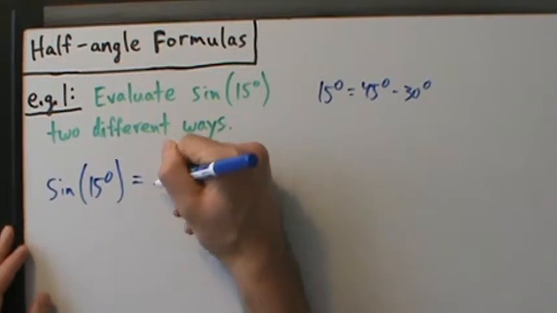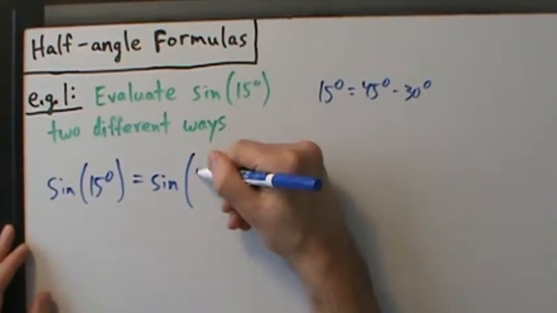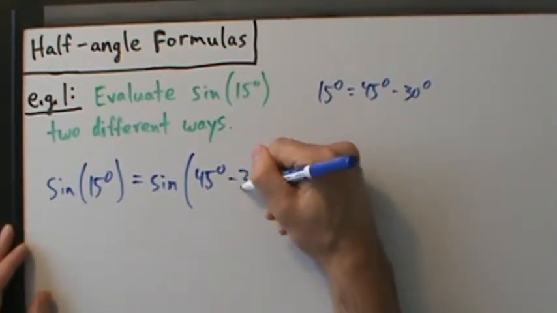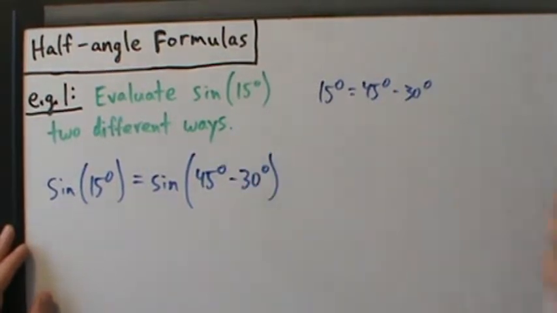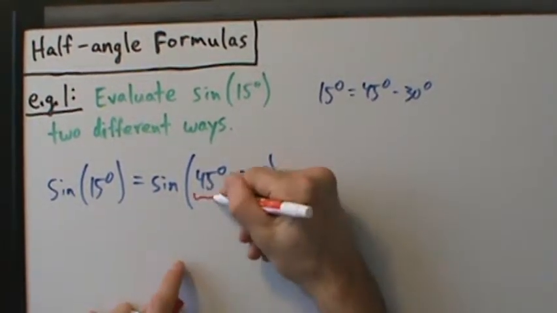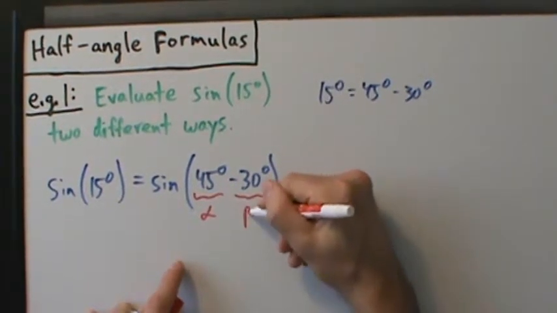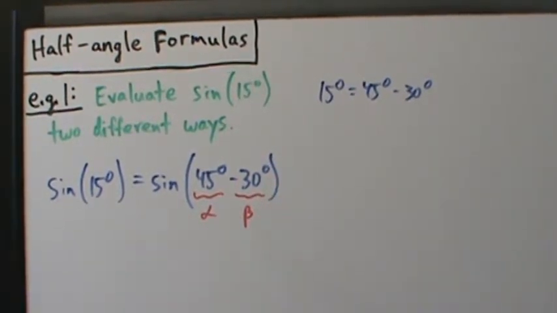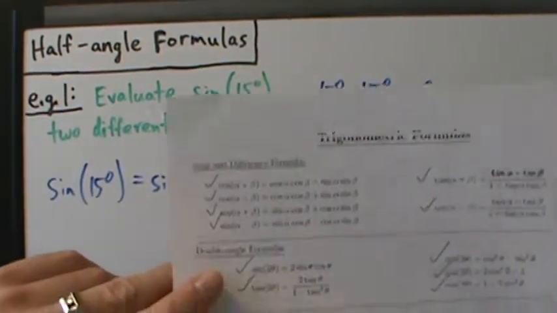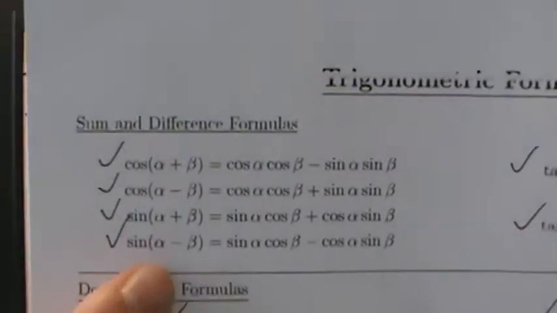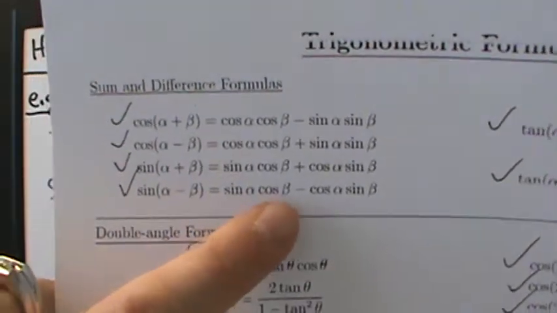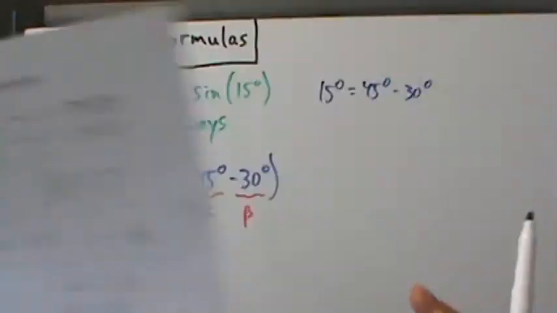Sine of 15 degrees is the sine of 45 degrees minus 30 degrees. So we're going to use the formula for the sine of a difference of two angles. This will be our alpha, this is our beta right here. So then what we have is the sine of alpha minus beta. And if we look at our formula sheet here, we see that the sine of alpha minus beta is sine alpha cosine beta minus cosine alpha sine beta.